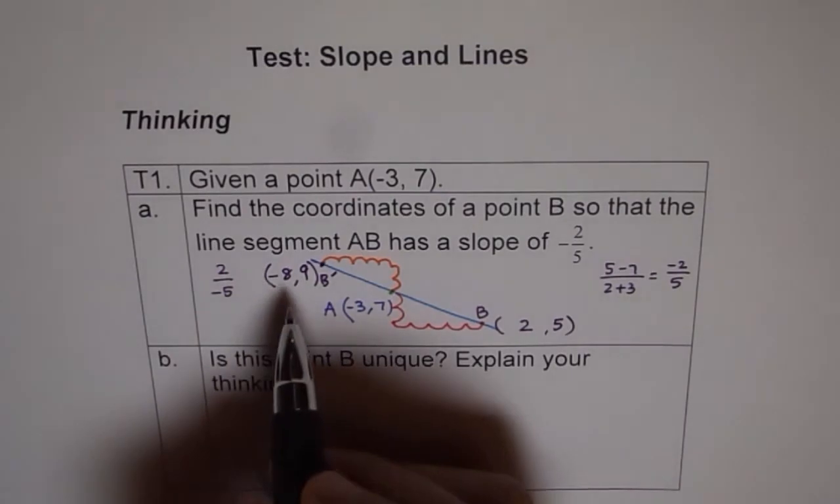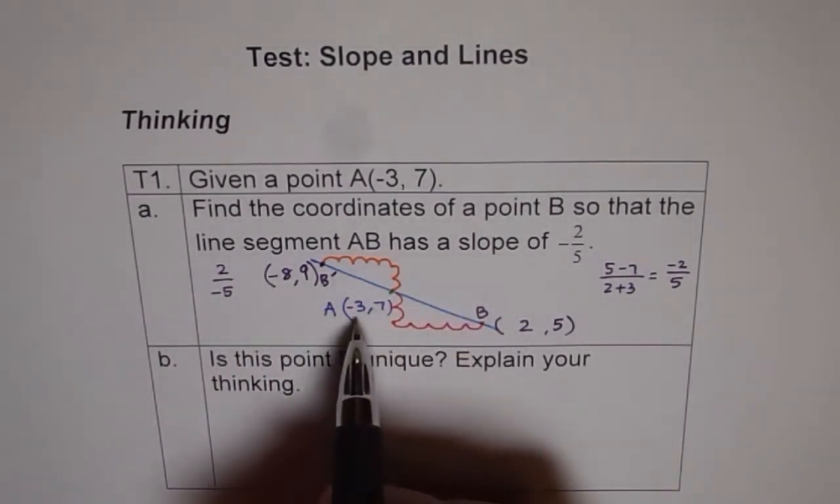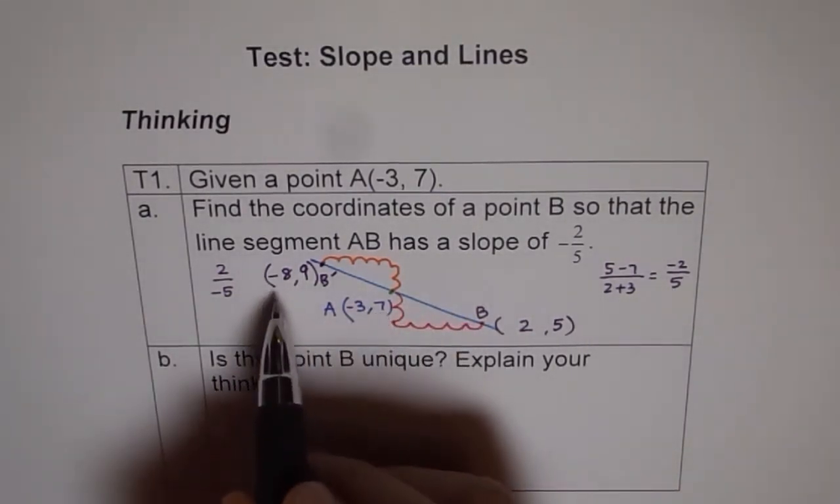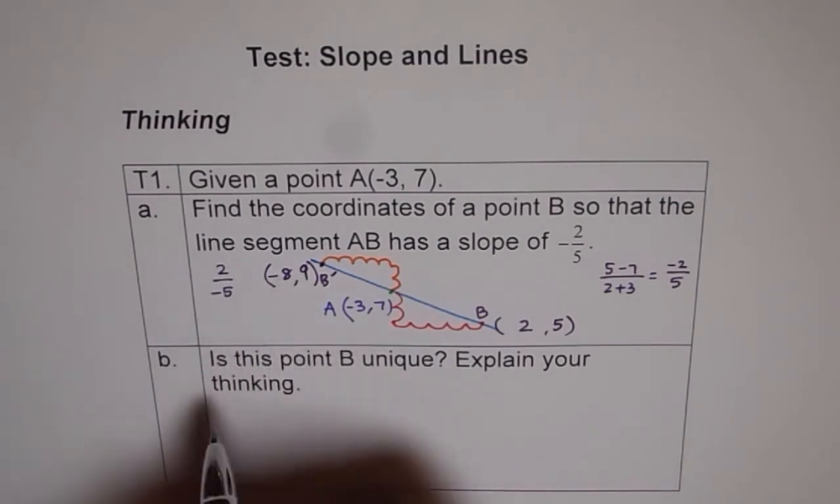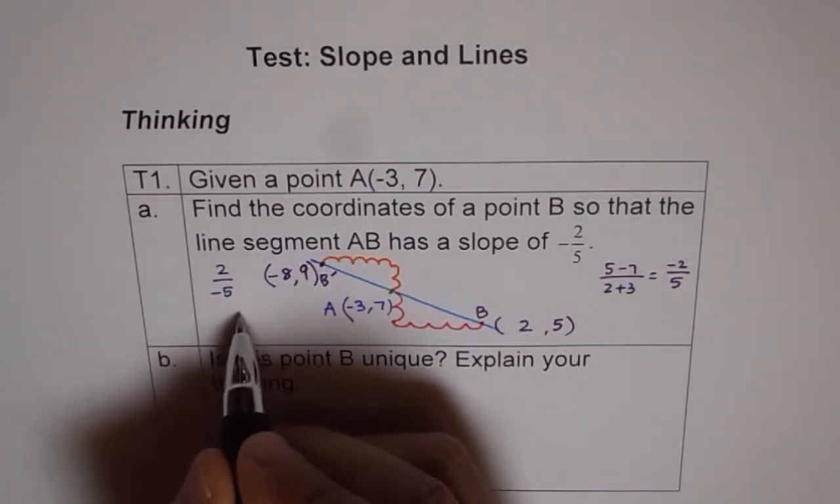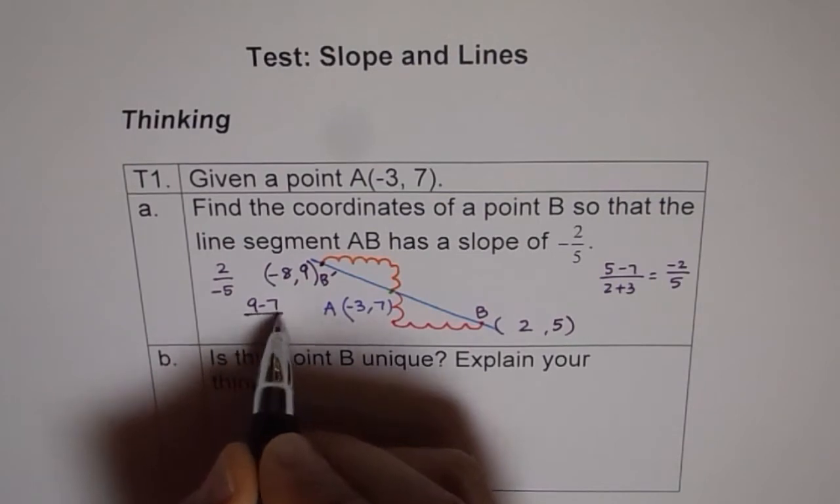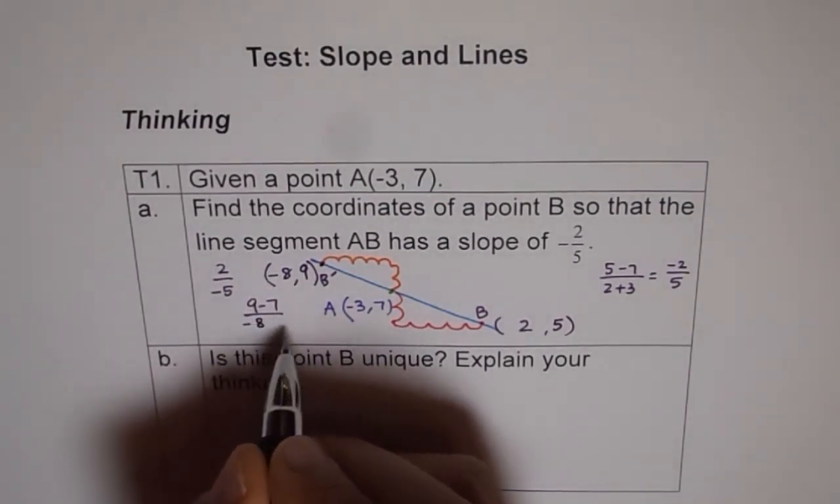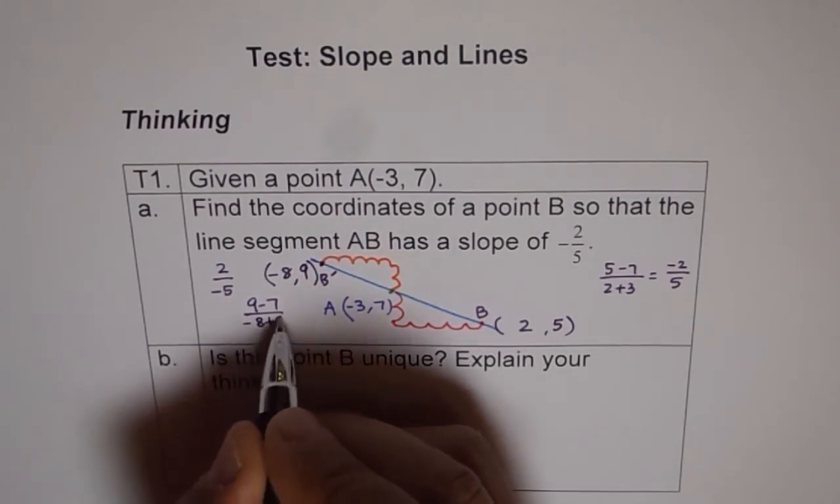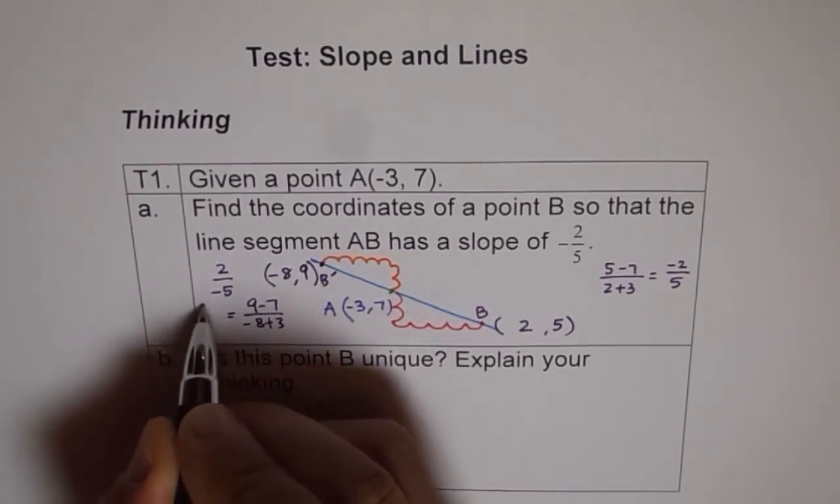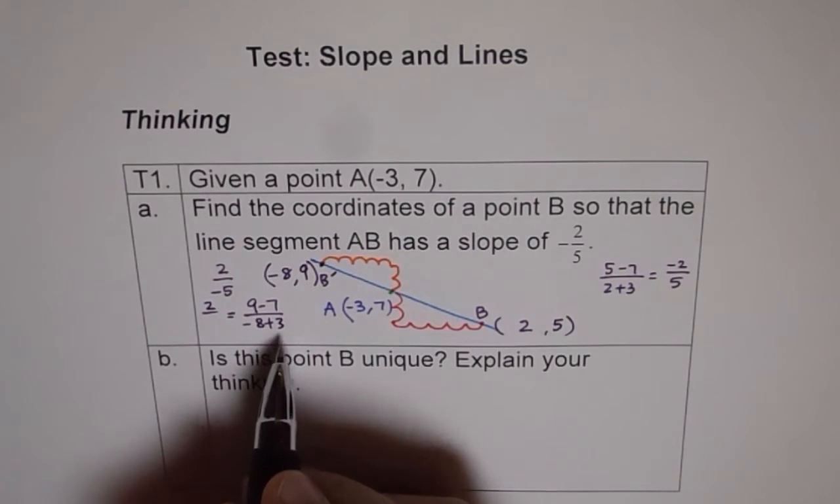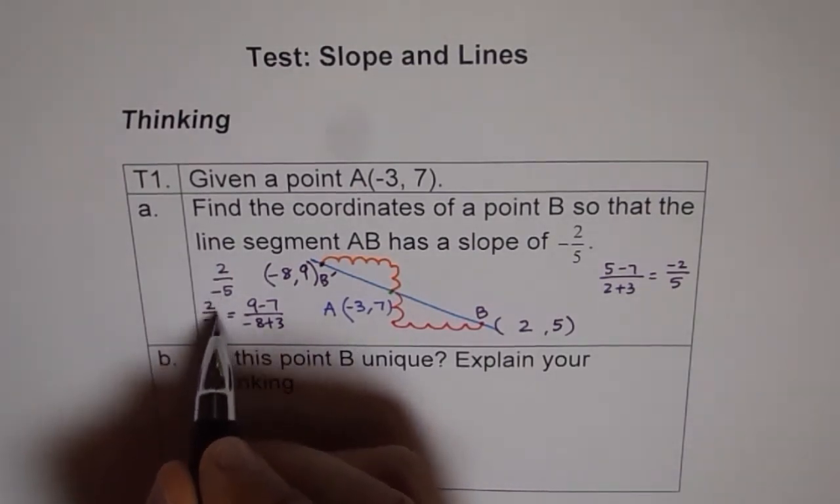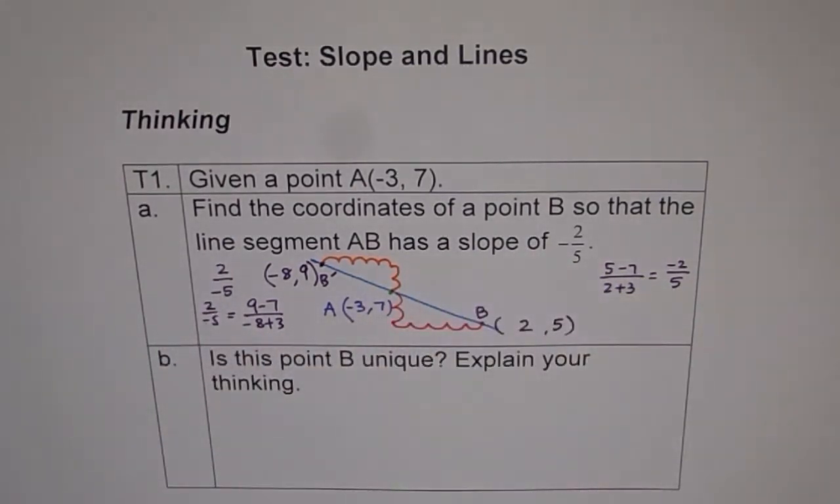You can check your slope again. So the original point is minus 3 and 7. And the second point is minus 8 and 9. So 9 minus 7 divided by minus 8 minus 3. So minus 8 minus 3 becomes minus 3 plus... and here 9 minus 7 is 2. And minus 8 plus 3 is minus 5. So we get the same slope. Do you see? It's a very beautiful problem. And at this stage, it is the right question.